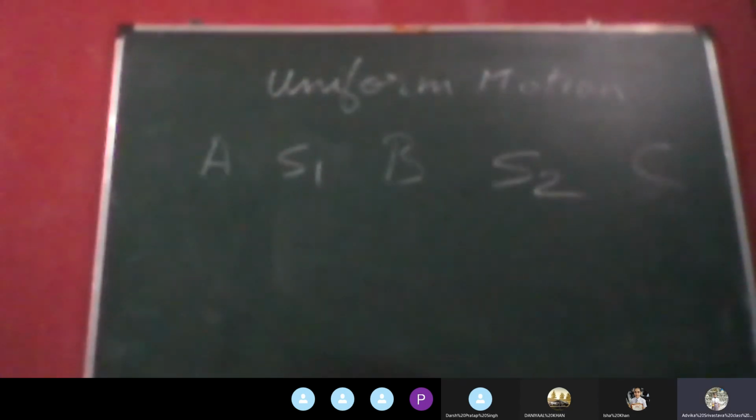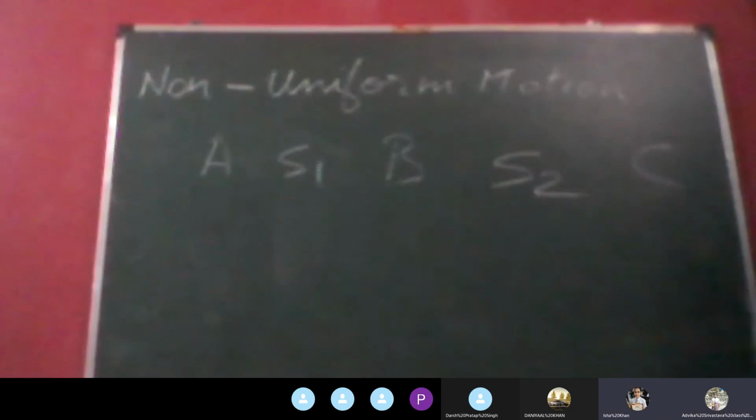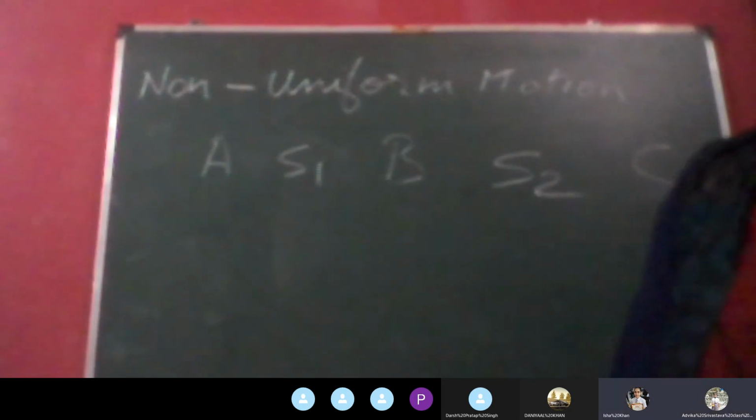Now, suppose I travel from A to B with S1 speed and from B to C with S2 speed. Understood? At every moment my speed is changing. Such a case is called non-uniform motion. Is it fine? Understood about the difference?